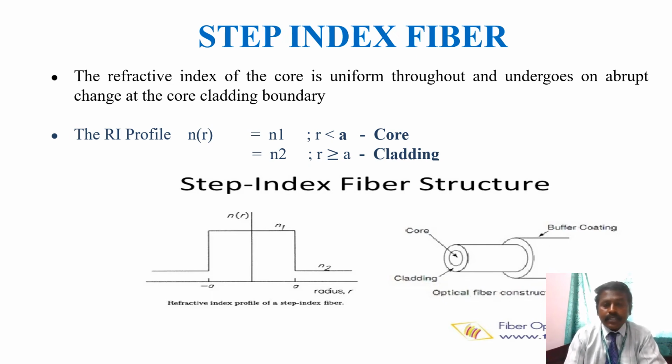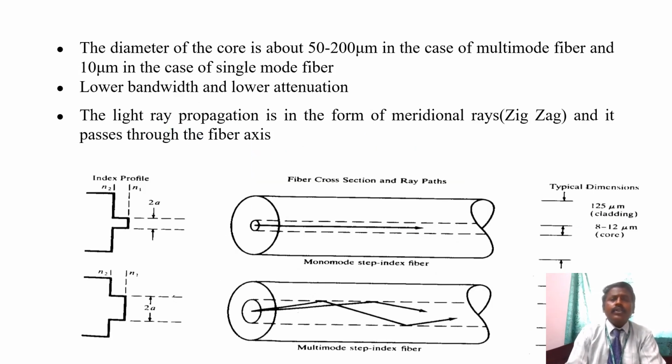Now look at the diagram of the step index fiber. Inside the core, the refractive index is constant. Outside the core, in the cladding, the refractive index is also constant, n2. The diameter of the core is about 50 to 200 micrometers in the case of multimode fiber, and about 10 micrometers in the case of single mode fiber. This type of fiber has lower bandwidth and lower attenuation. The light ray propagation is in the form of meridional rays, a zigzag path, and it passes through the fiber axis.